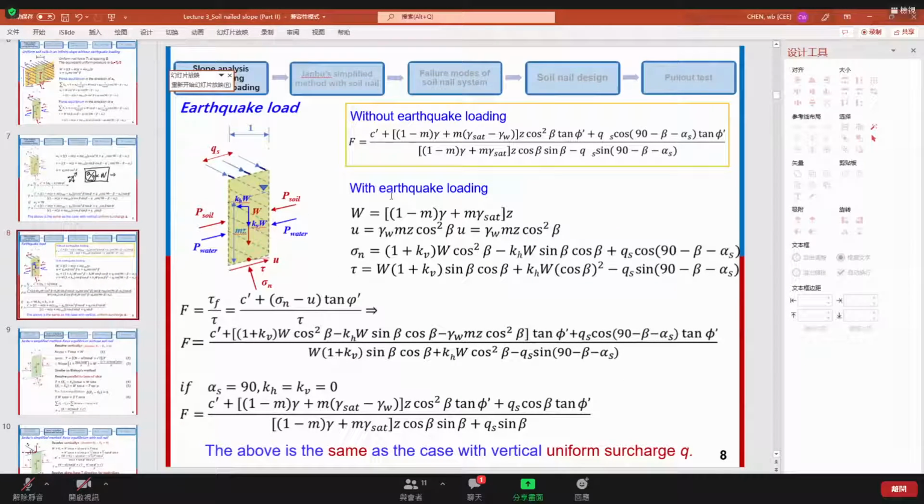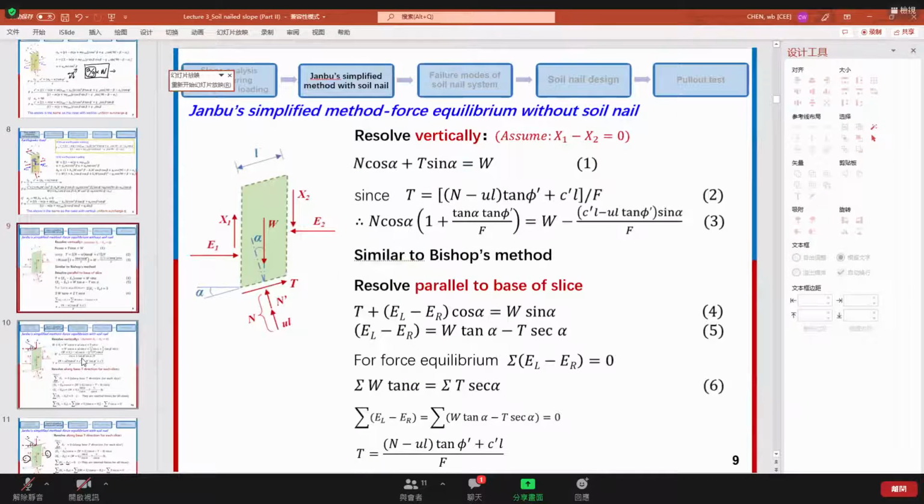Due to the earthquake loading, we get an equivalent external loading on top of this slice. Then we get the decomposed force in the vertical and horizontal directions, to apply as an external loading on the soil slice. This is how we consider the earthquake loading.